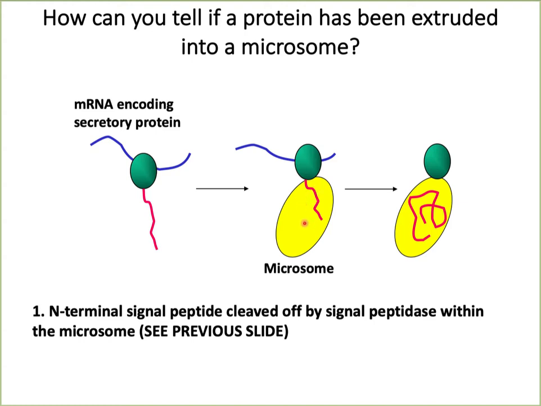Because if these proteins have been inserted into the microsome, the N-terminal signal peptide or the signal sequence will be cleaved off by the signal peptidase. This is the experiment that you just saw, which was first conducted by Günter Blobel. If the protein is inside the microsome, it will be smaller. If it is outside, it will be larger.